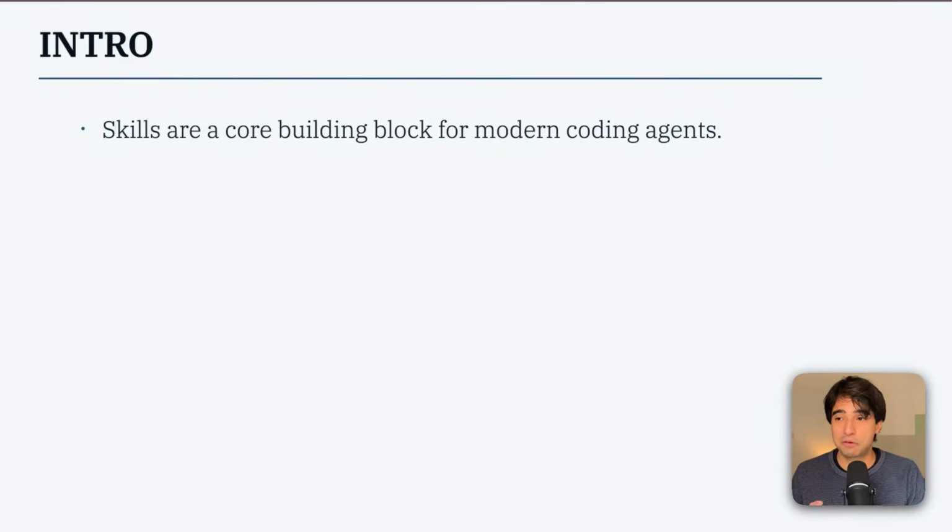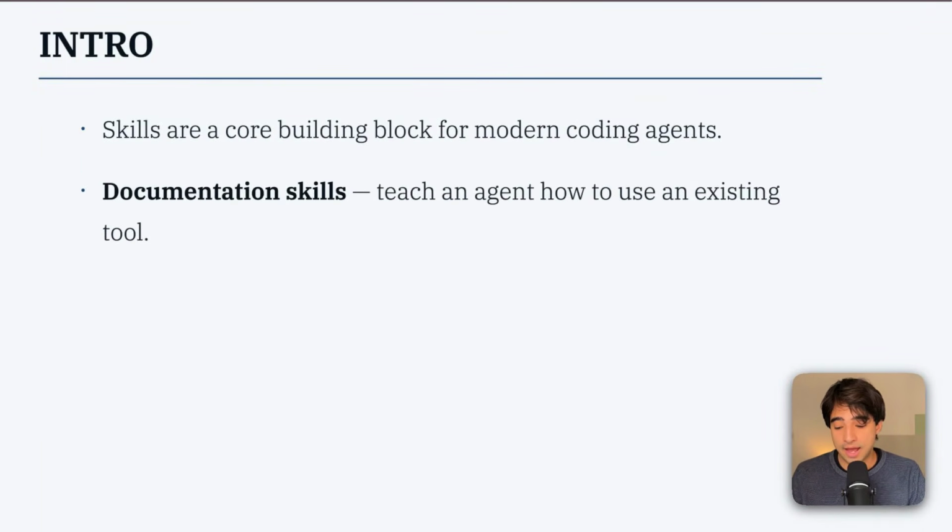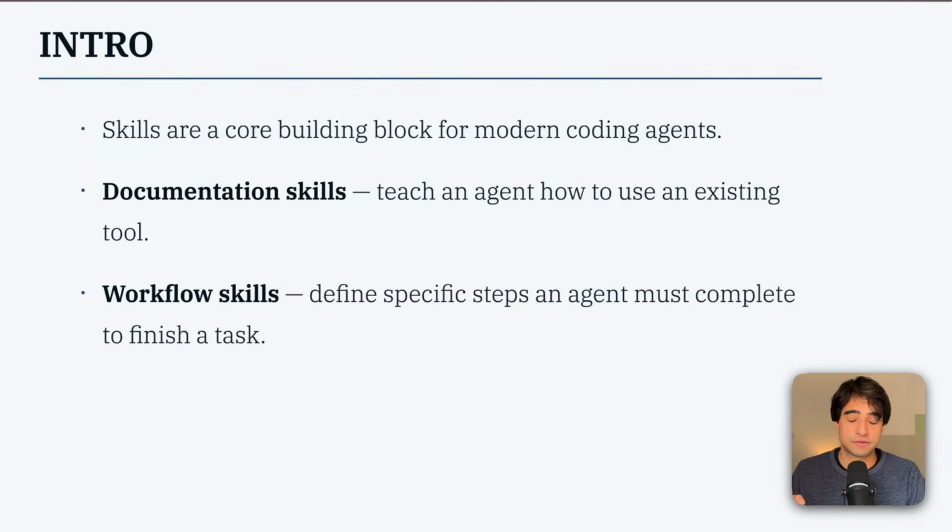So skills have already become probably one of the most important pieces of modern coding agents, and basically any agents that are out there. If you're familiar with, for example, OpenClaw, skills are a crucial part of its architecture. And there are basically two kinds of skills. The first one are documentation skills, and the second one are workflow skills.